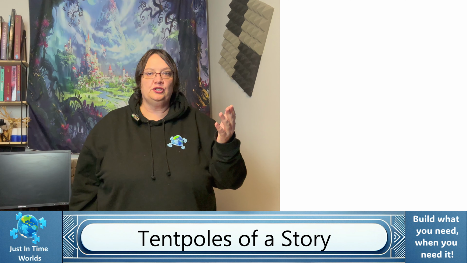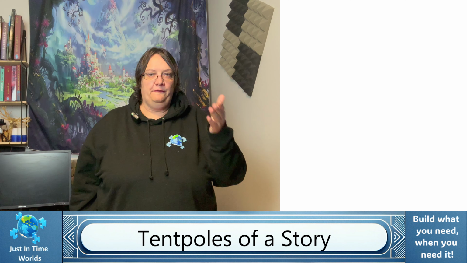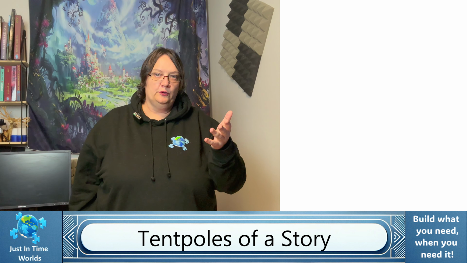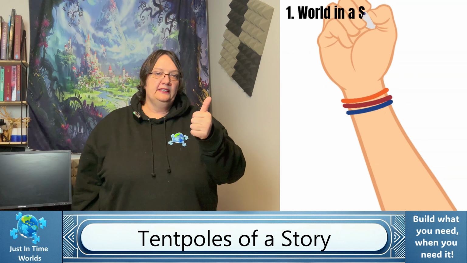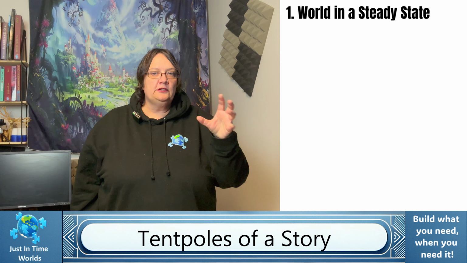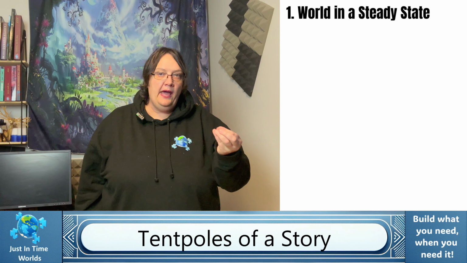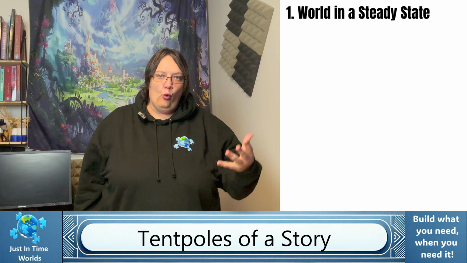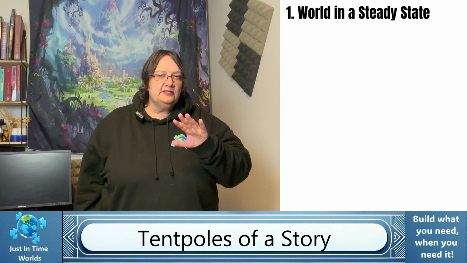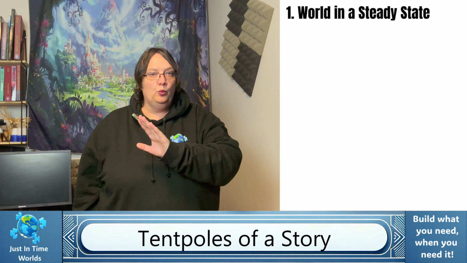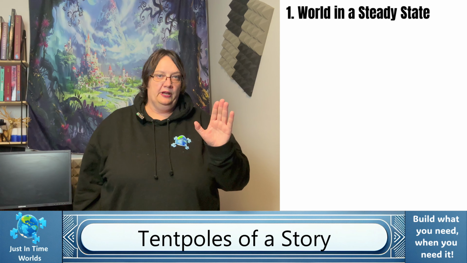The first section is the introductory phase, and it includes these 3 key tentpoles. 1. The world in a steady state. What does the world look like before the story begins? This is where we establish the everyman moments of the characters, their ordinary world. I jot this down as a simple 1-sentence description to define what the world looks like in its equilibrium.